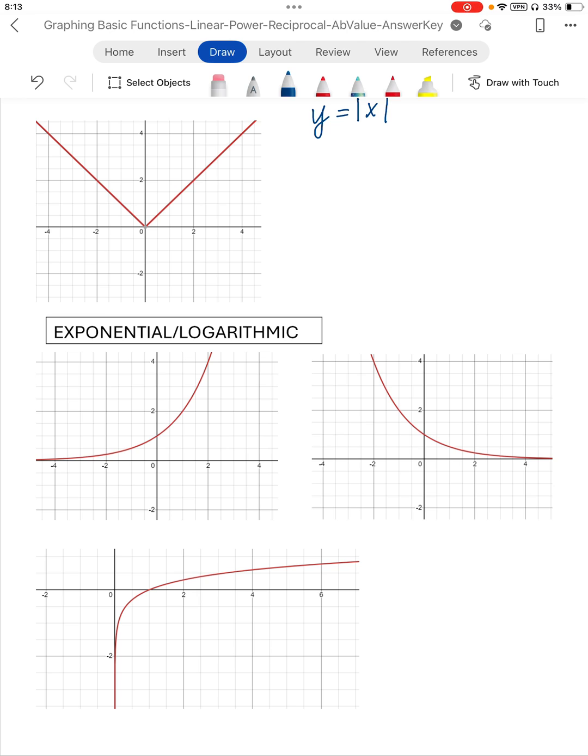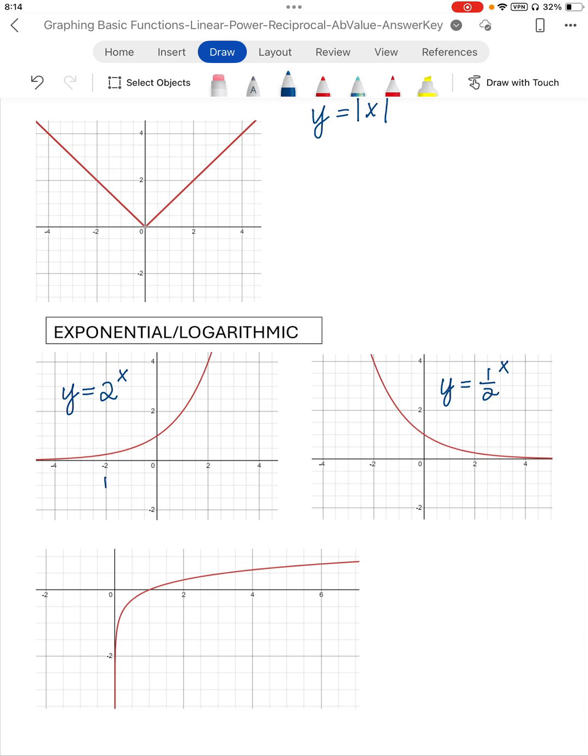Both of these first ones are the exponential, and this first one is y equals 2 to the x. So the x is the exponent, the variable is the exponent. Whereas this one is also exponential. It would be y equals 1/2 to the x. So these are both considered exponential. The base is 2 and the base is 1/2. Those are different, which is changing the look of that function.